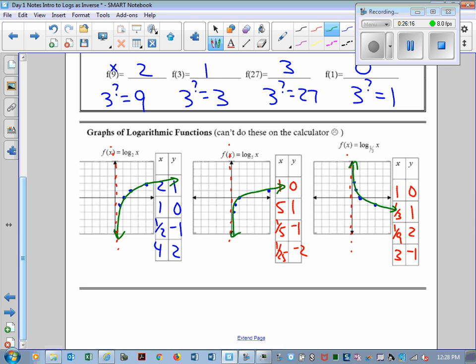All right, do we have our graphs? They look like this, hopefully. Yes. All right, let's do some transformations.